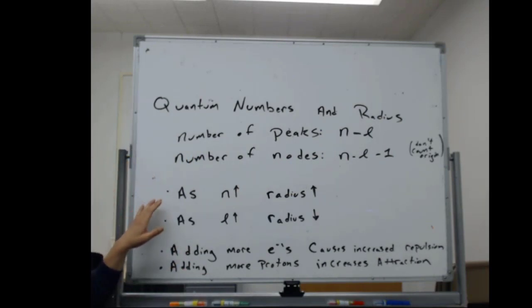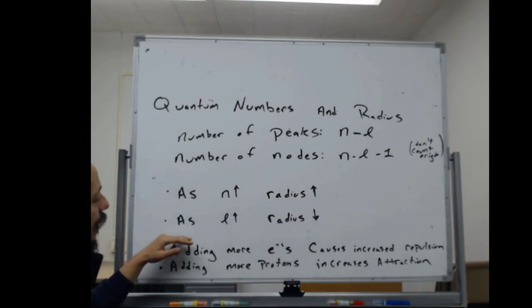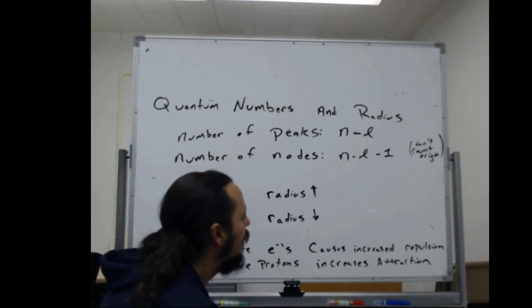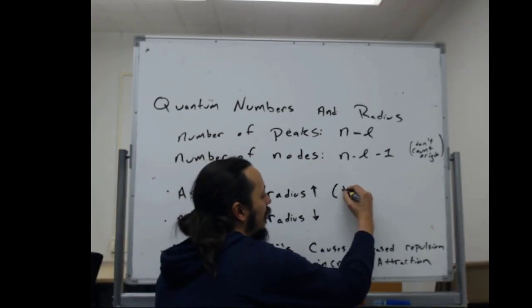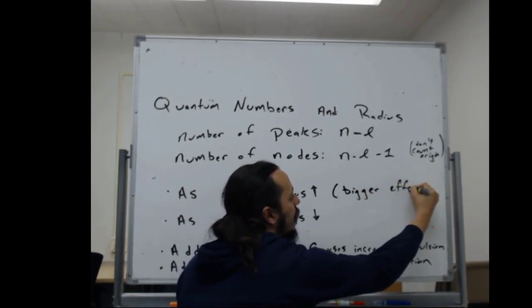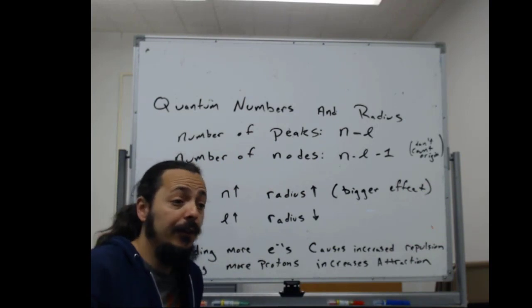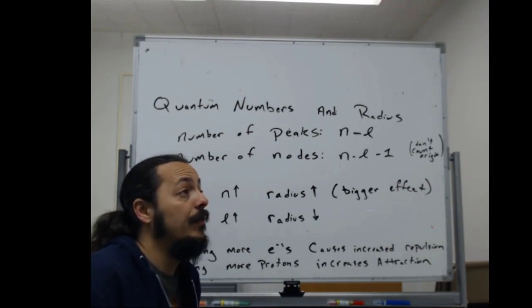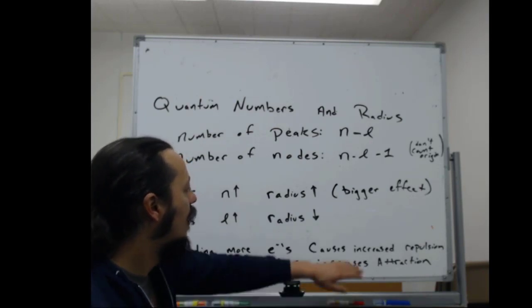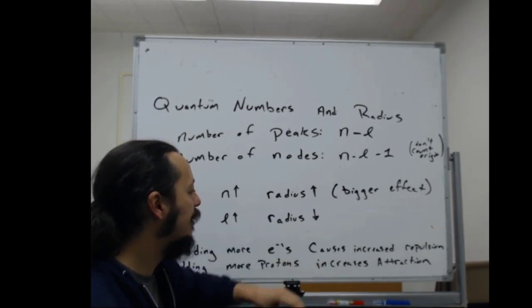We notice that as n increases, the radius increases. And we also notice that as l increases, the radius decreases. Also, I'll say this is a bigger effect. This is part of why when we change our shells or subshells in the periodic table, we see these large jumps in radius. But as we go across from our n to l values, we see a small change in radius.